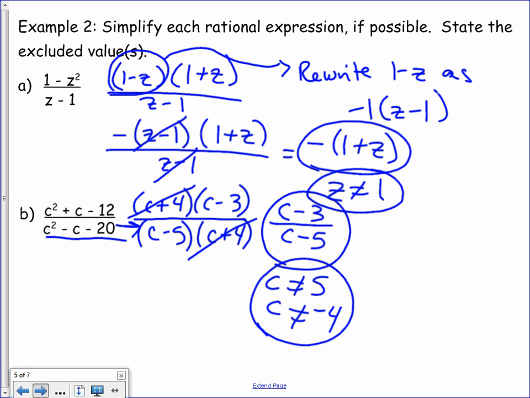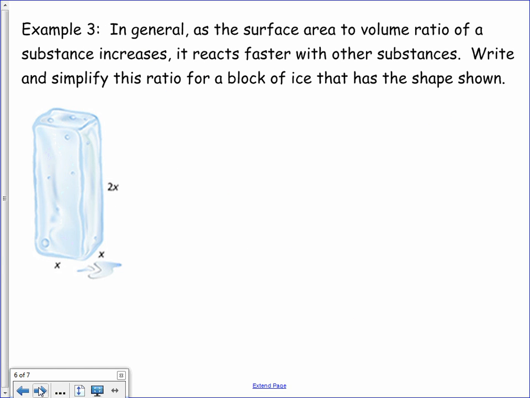All right. Now we have example 3. This is a real-life example. It says, in general, as the surface area to volume ratio of a substance increases, it reacts faster with other substances. We want to write and simplify the ratio for the block of ice that has the dimensions as shown: the width x, length x, and height of 2x. So the surface area to volume.